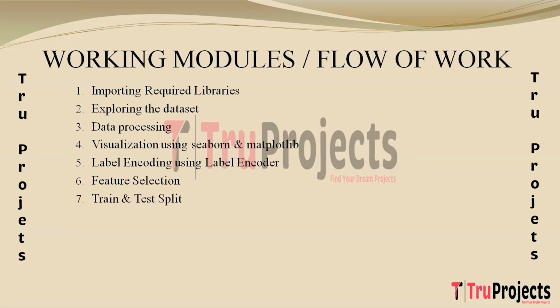The next step is train and test split. In this step we segregate the dataset into training and testing subsets. The training subset is used for training the models, while the testing subset evaluates the model's performance on new data.